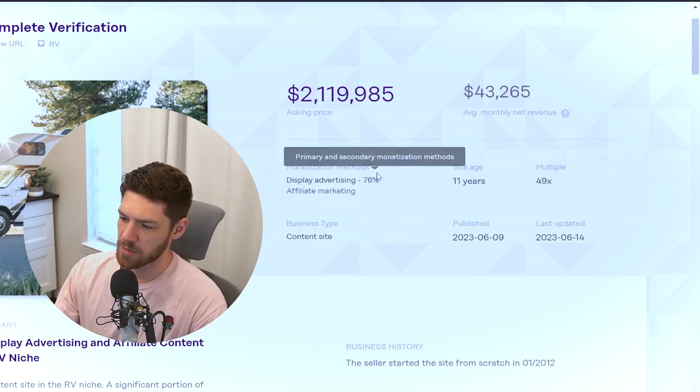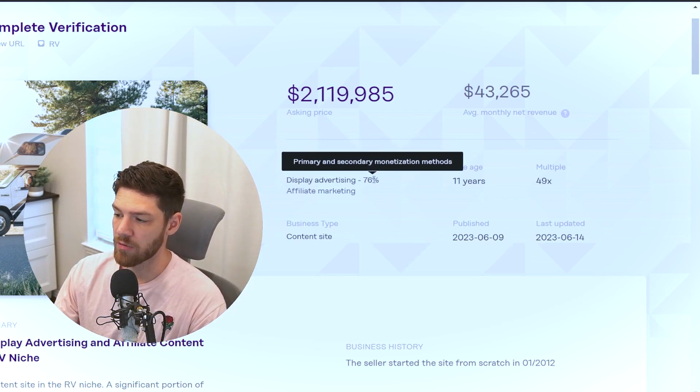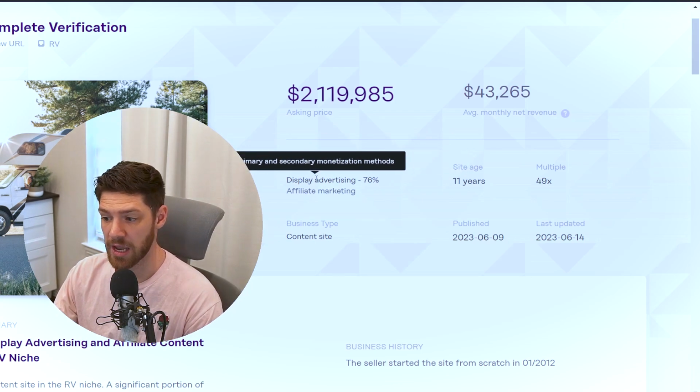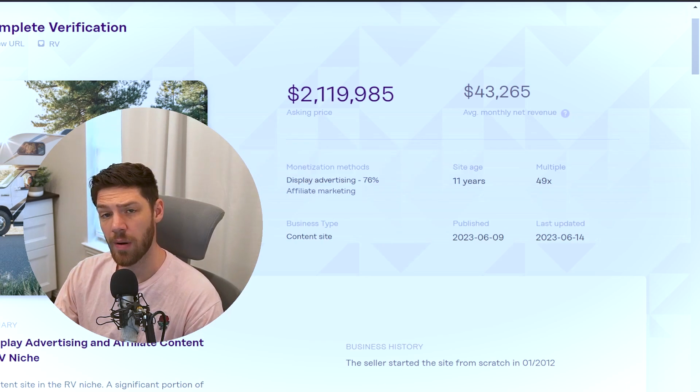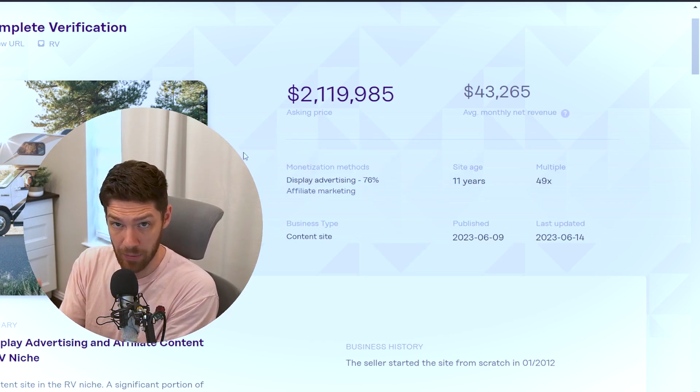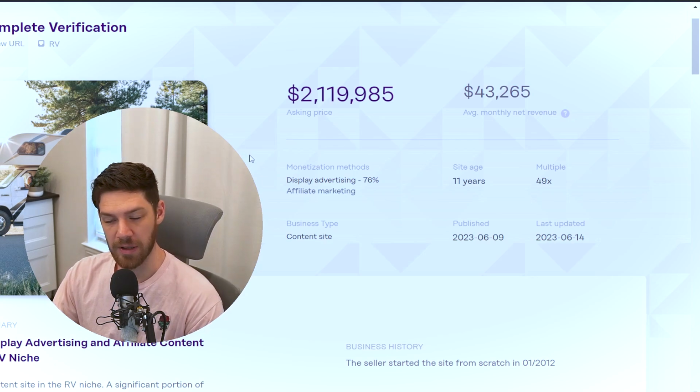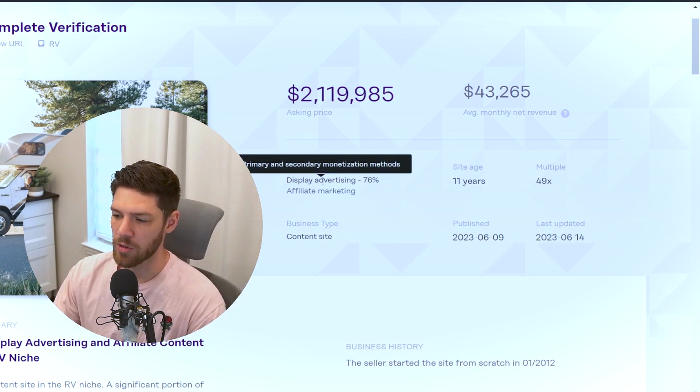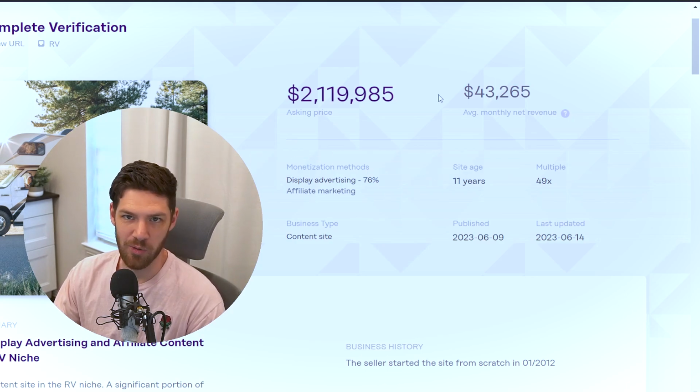And actually, as I'm looking into this, I realize most of the revenue is coming from just display ads and then the rest from affiliate marketing. So they're probably not selling their own RVs. That would be very cumbersome to do. They're just running display ads on their website and making 40 grand a month.